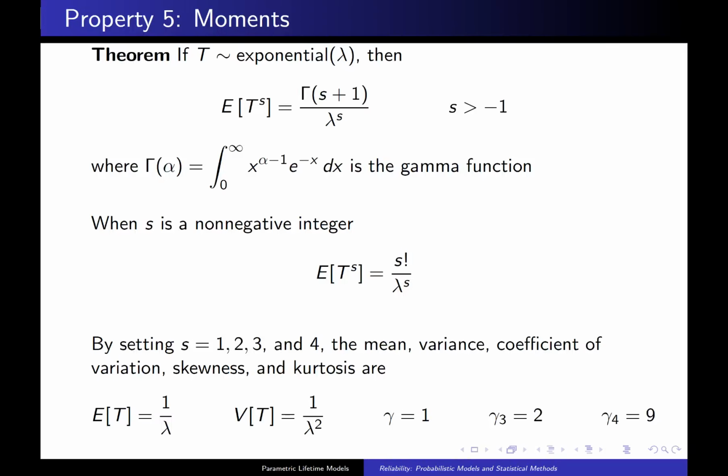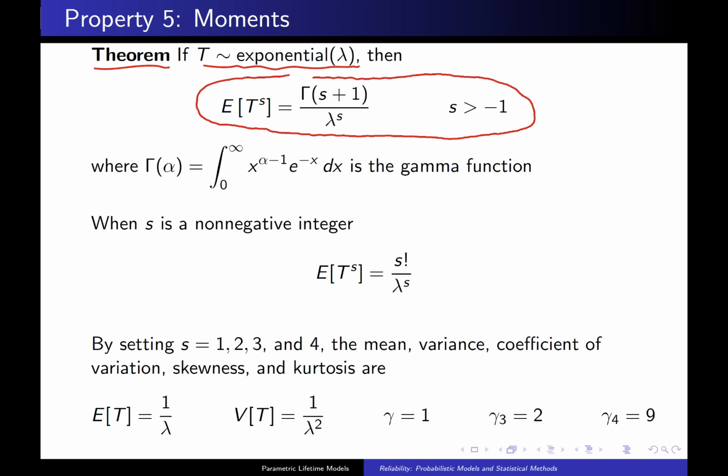Property 5 concerns moments. Here is the result. If t is an exponential random variable with failure rate lambda, then the expected value of t raised to the s power is gamma of s plus 1 divided by lambda to the s for s values greater than -1. The gamma function is defined right here, and we'll look into it in more detail in subsequent slides.